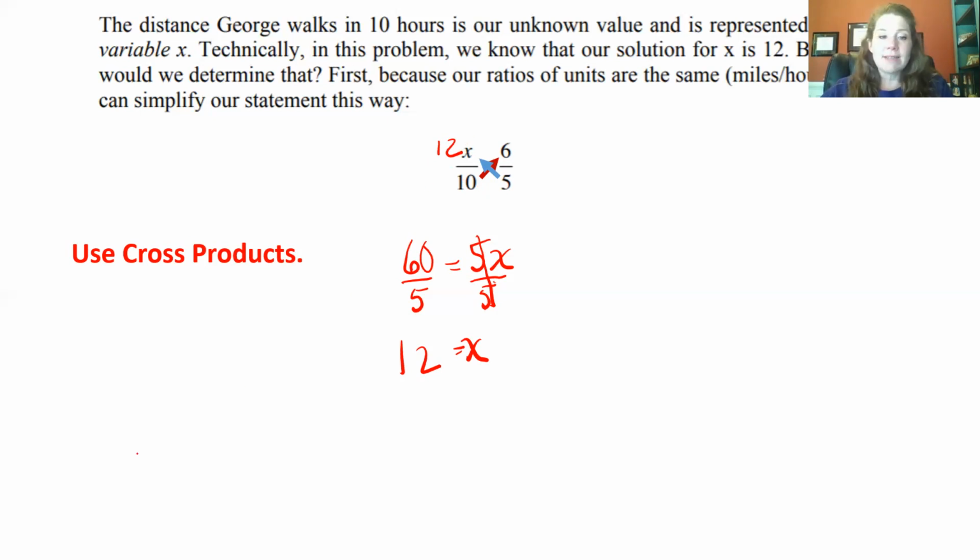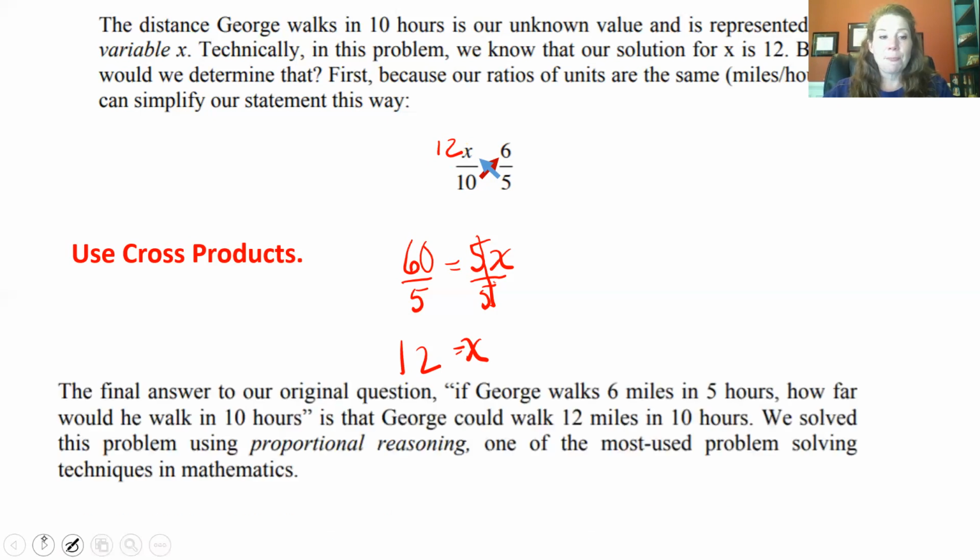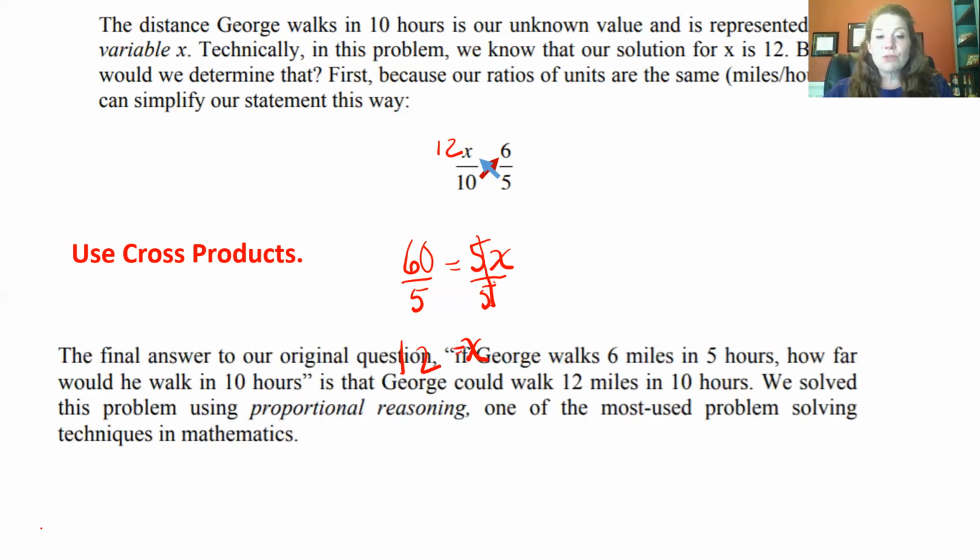But sometimes they're not that simple that you can do them in your head, so we have to know how to solve it. We're going to solve it by using cross products. The final answer to our original question, if George walked 6 miles in 5 hours, how far would he walk in 10 hours, is that George could walk 12 miles in 10 hours. We solved this problem using proportional reasoning, one of the most used problem-solving techniques in mathematics. If you can make a proportion for almost any situation, then you can probably figure out the answer.